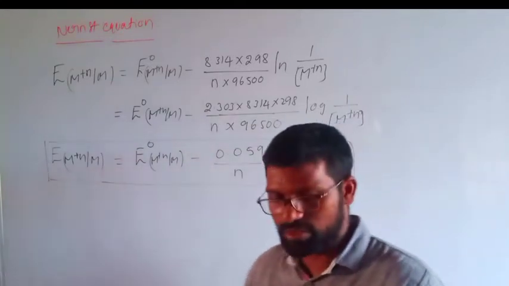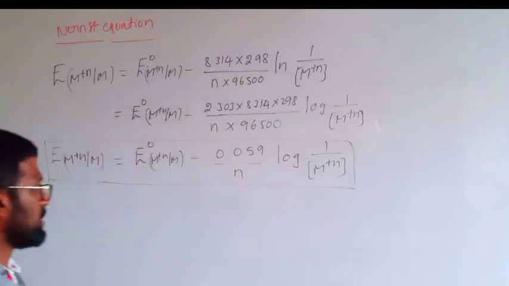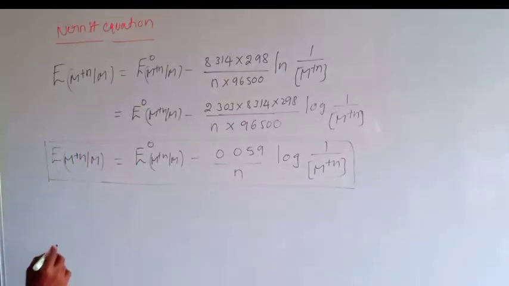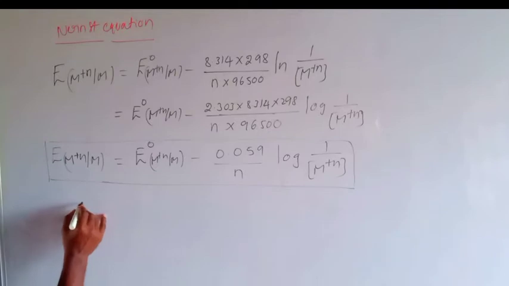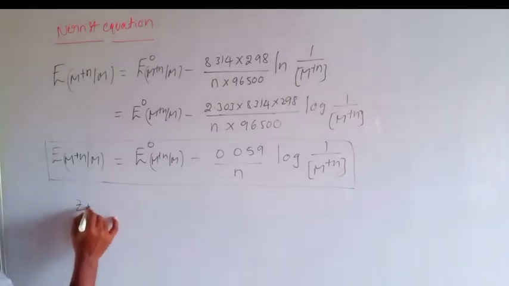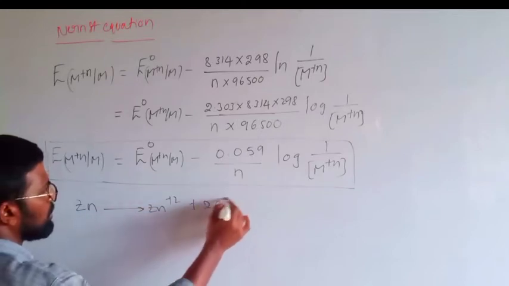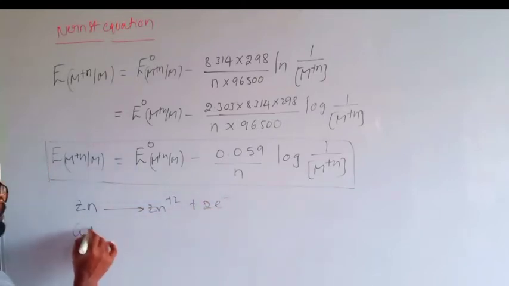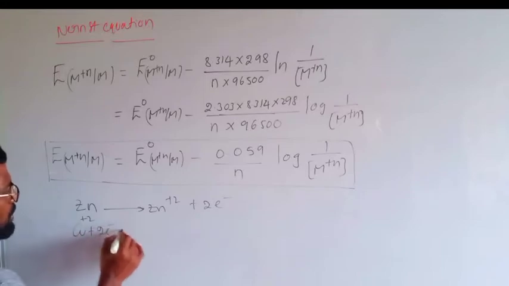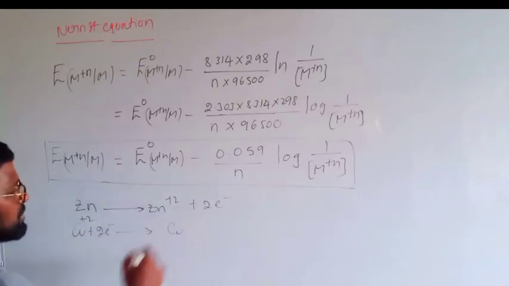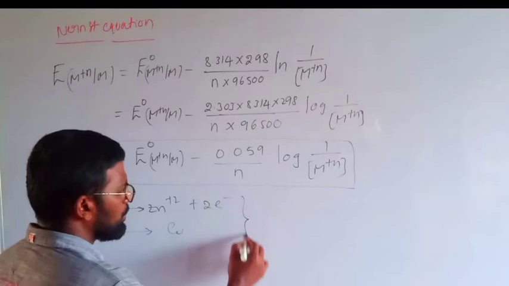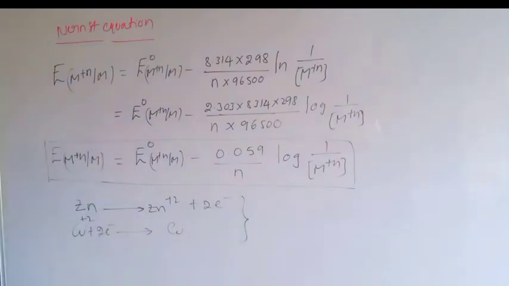Now let us take a galvanic cell as an example. What are the reactions taking place in a galvanic cell? There are two reactions taking place: Zn gives Zn plus 2 plus 2 electrons, and Cu plus 2 plus 2 electrons gives Cu. These reactions we have already discussed in the previous lecture. So these are the reactions. Now let us apply the Nernst equation to these two reactions individually.